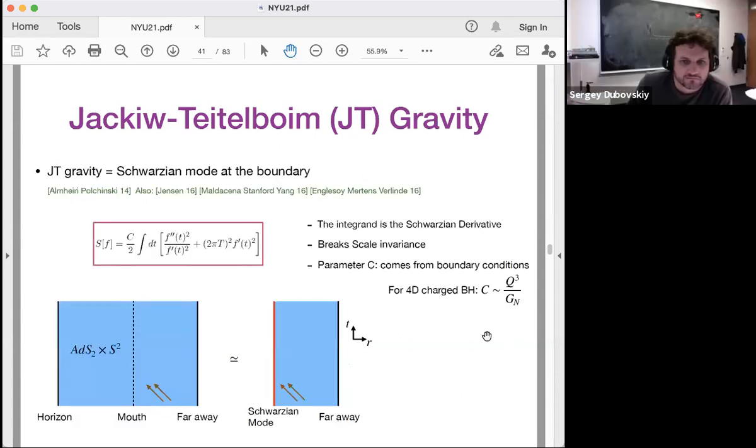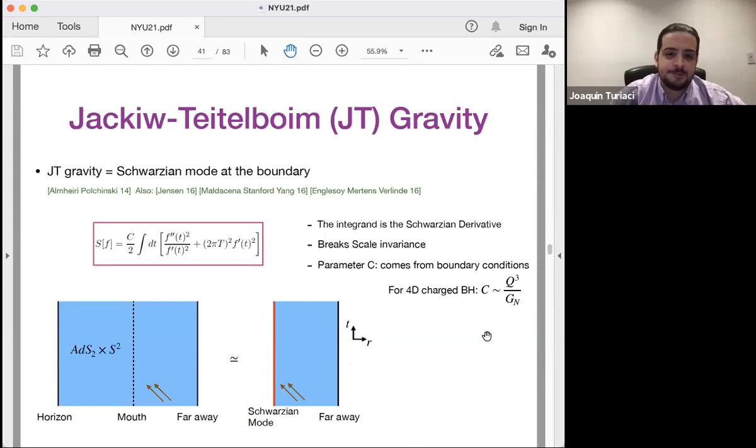Okay. So this theory is very simple for the reason that it can be reduced to a mode living at the boundary. And this is called the Schwarzian mode. The idea is that if you throw something into the black hole, and this is the throat, you can reduce the theory to a mode living in what I call the mouth, which is the boundary of the throat. So instead of seeing how this matter couples to the black hole, you can couple it to the Schwarzian mode and look at the dynamics of this.